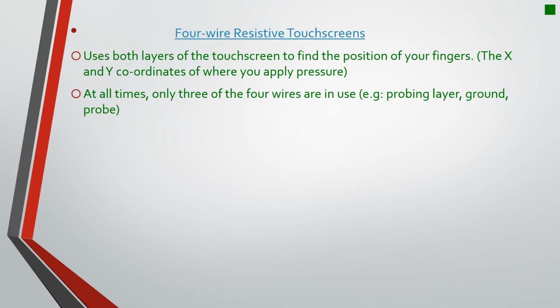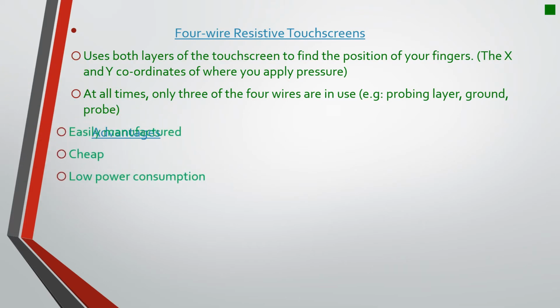What am I referring to by the probing layer, you may ask? Well, what happens is that the cover sheet is probed by the back layer to find the x-axis, or the left-right axis, while the back layer, in turn, is probed by the cover sheet to find the y-coordinate, or the up and down axis.